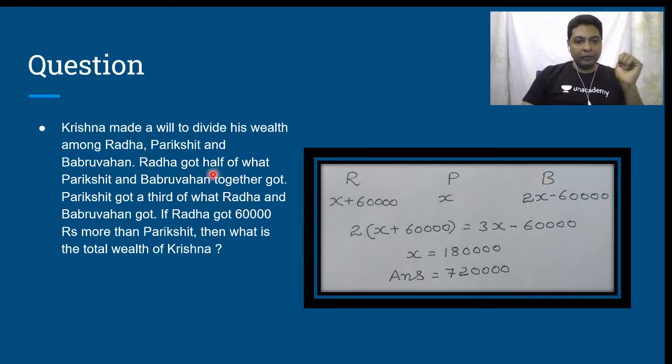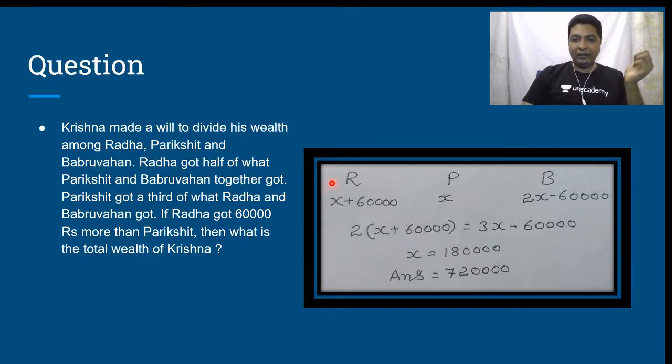Now come to the previous statement, which says Radha got half of what Parikshit and Babruvahan together got. What is Parikshit plus Babruvahan? This is nothing but 3x minus 60,000. Half of this is what Radha got. Or in other words, Parikshit plus Babruvahan is twice that of Radha. So 2 times x plus 60,000 is 3x minus 60,000. Simplify, you will get the value of x as 1,80,000.